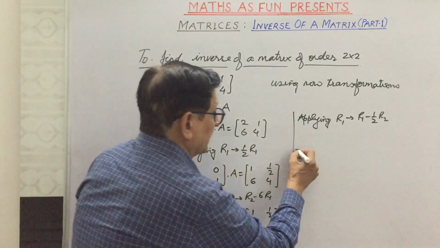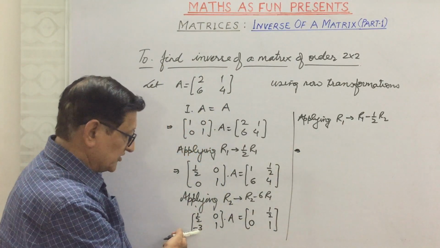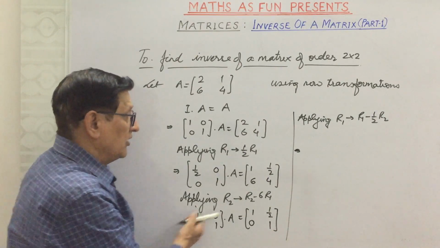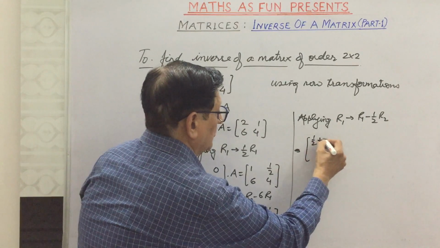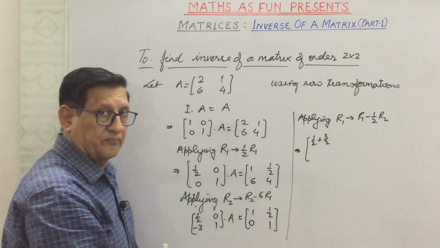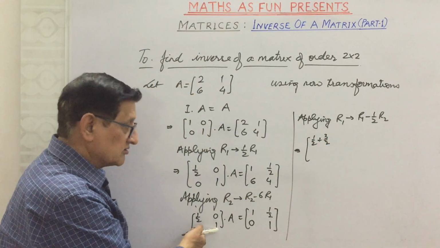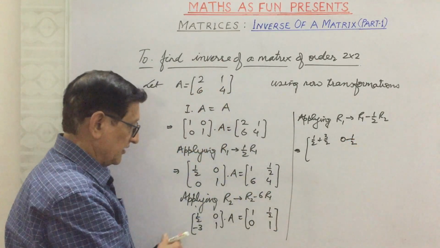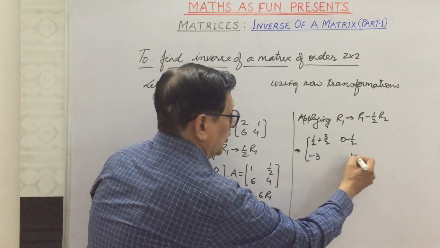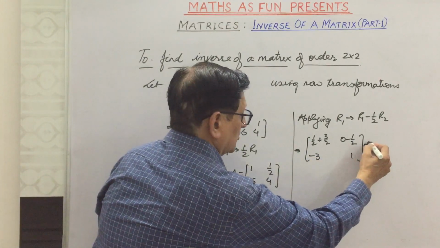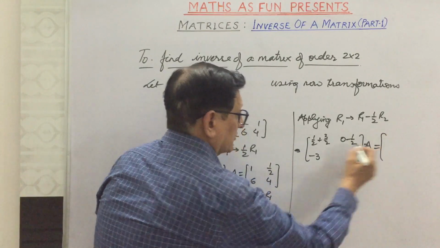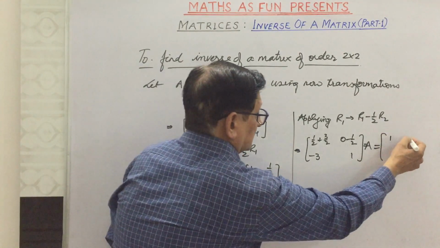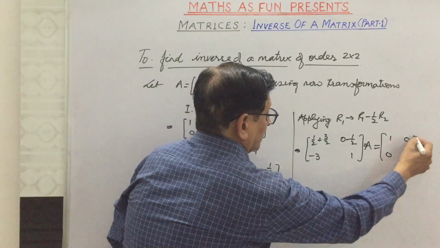Then on the left we will be getting, in R1, half of this, which means minus 3 by 2, we are subtracting, that will be 3 by 2. This will be 1 by 2 plus 3 by 2. Half of this, that is half, subtracting from this, this will be 0 minus half, and this is minus 3, 1. This side it will be into A equal to what? This is 1, this is 0, this is 0, and this is 1.